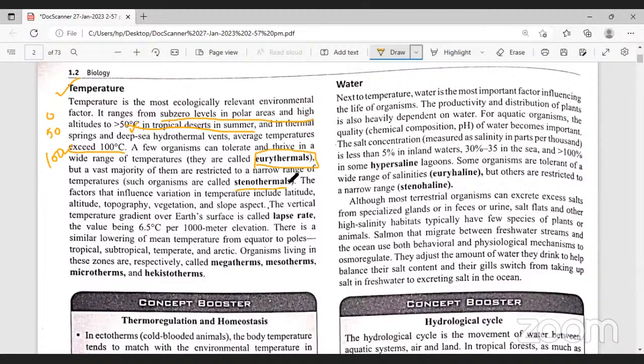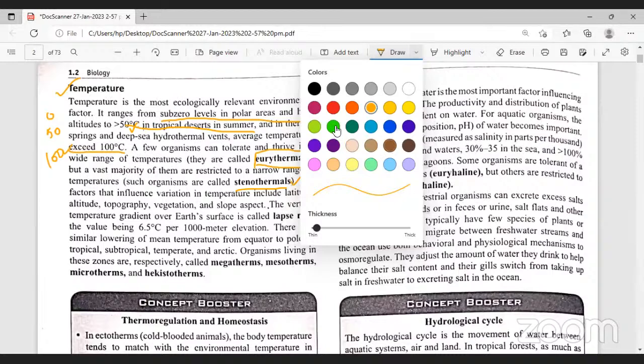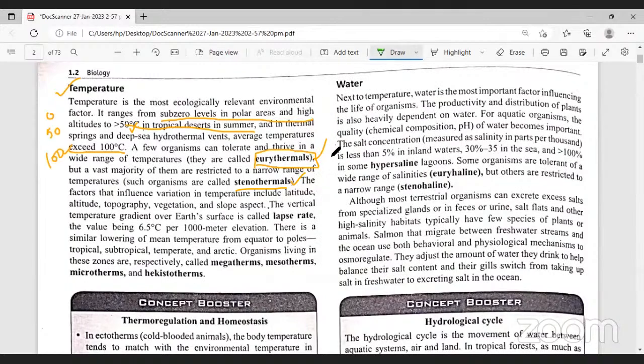So according to the temperature, there are two types of living organisms. We can classify like that. What are they? First one is eurythermal. Second one is stenothermal. Stenothermal is nothing but, in temperature, it will be a narrow range. And eurythermal, it will be high and more than high, 100 degrees Celsius. That is very, very important.